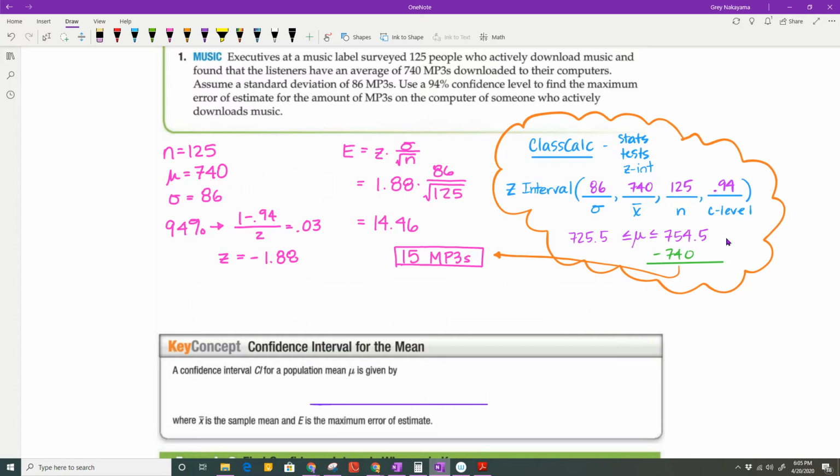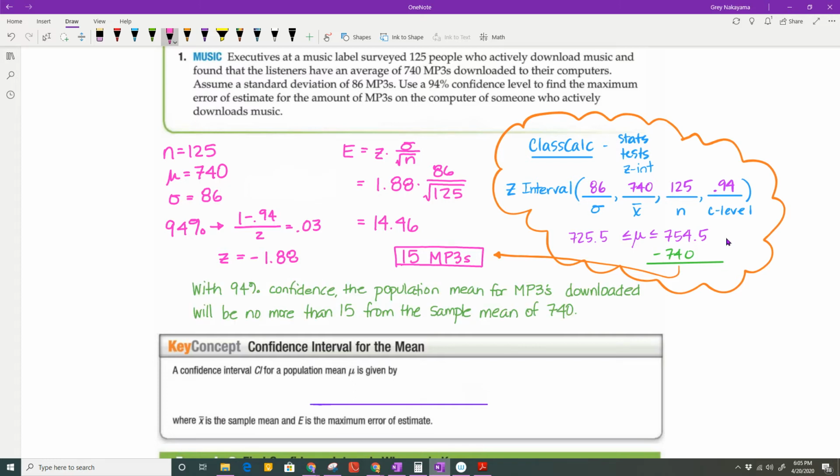All right, what does that mean again? It means with 94% confidence, the population mean for MP3s downloaded will be no more than 15 from the sample mean of 740. So when they ask you this, they basically want to know how far can I go left or right and still be 94% confident that that's one of the numbers?